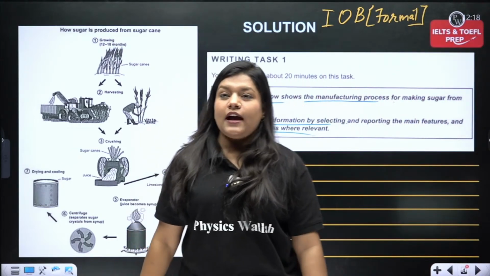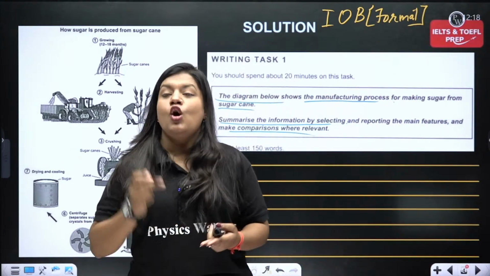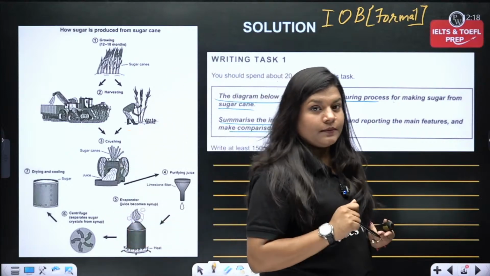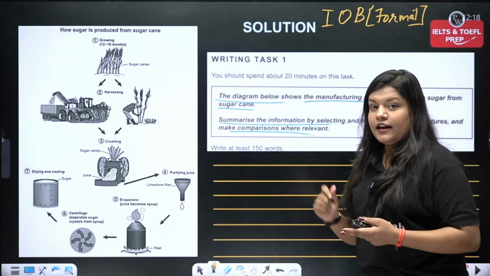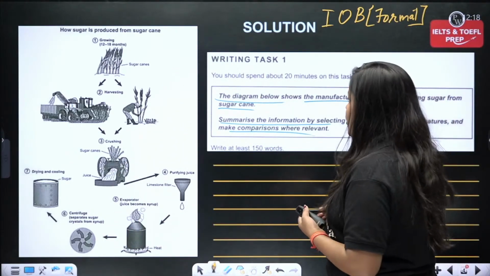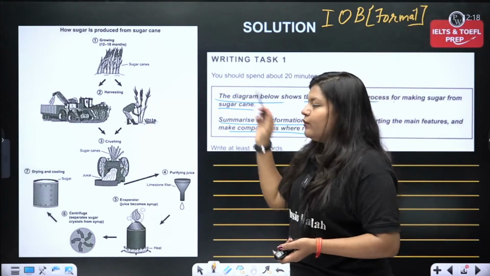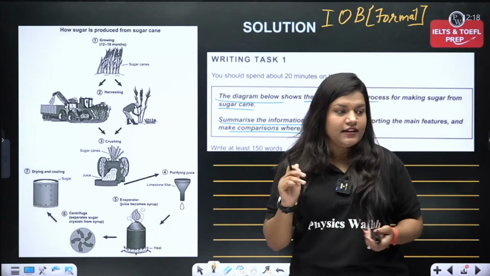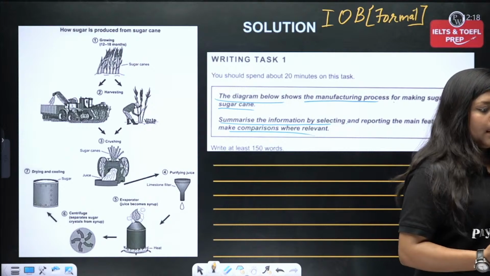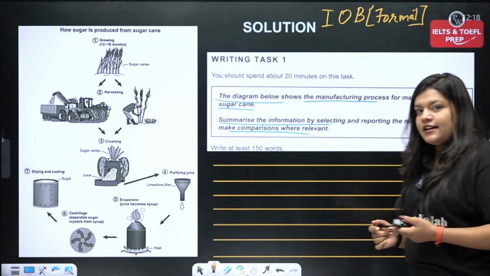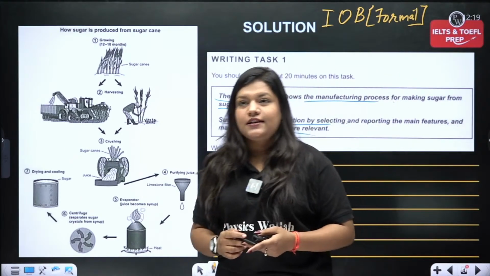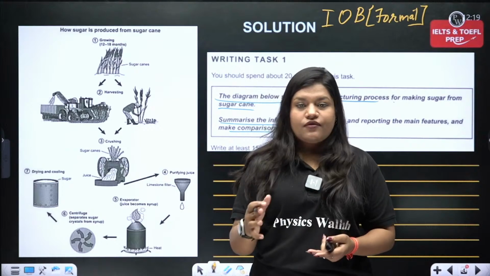What is the format? IOB, which is introduction, overview and body. Clear? Introduction, overview and body. So the very first thing, we are done with the reading of the question. Now we are going to write the introduction. The very first thing that I am going to write is the introduction, and how we are going to write it: introduction is nothing but the paraphrasing of the question.